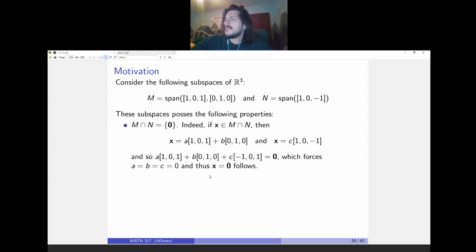And next up, given any element of R3, R3 can be written as a summation of something from M and something from N.